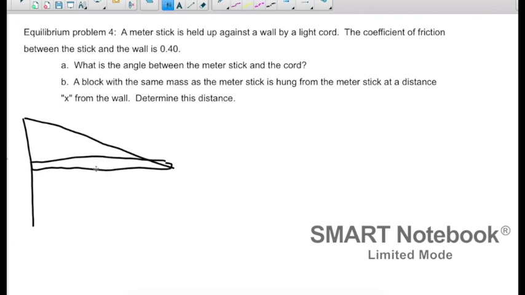And I know that the block that I'm hanging is some distance x away from the wall, and that is what I want to determine. So what I need to do then is start drawing a free body diagram, kind of like I have always done. This angle, by the way, is... I forgot to write this down in the problem. Sorry. The angle theta is now 15 degrees.